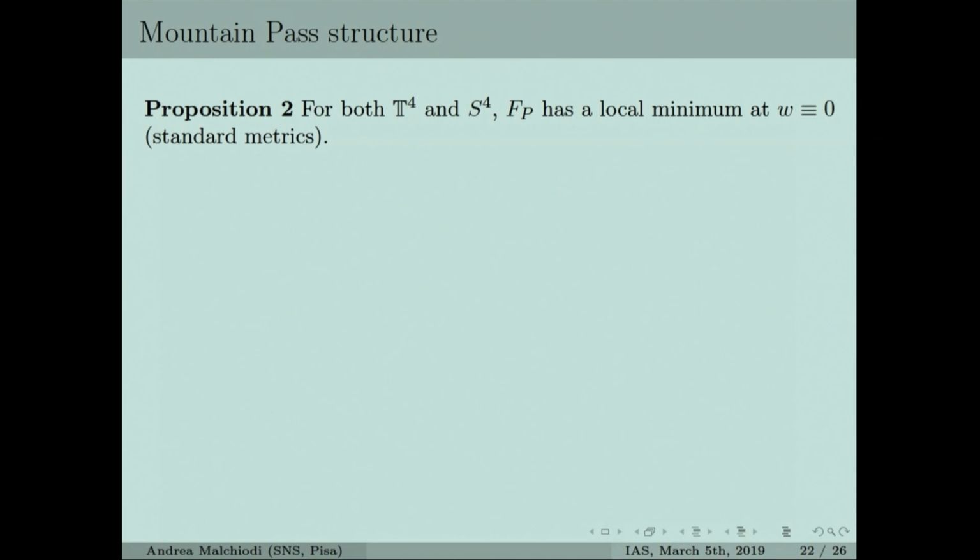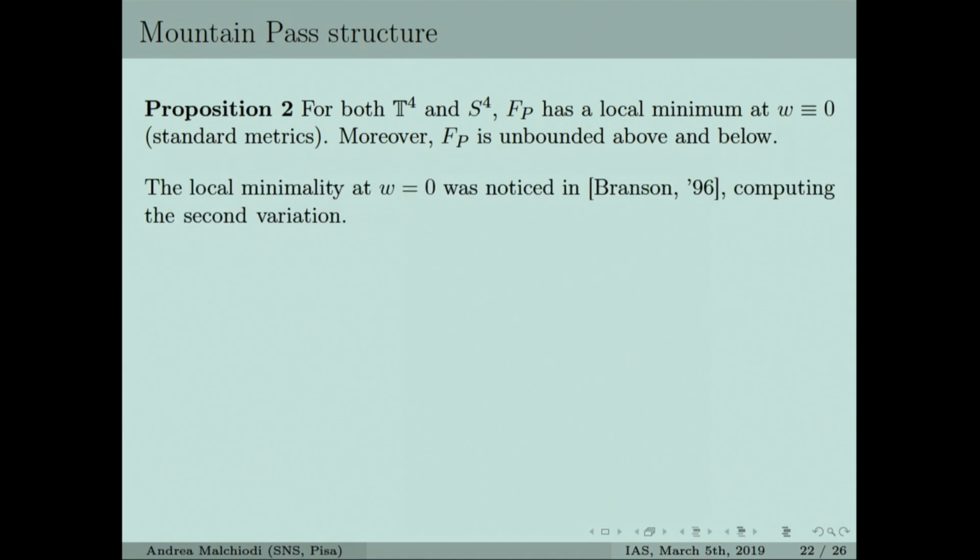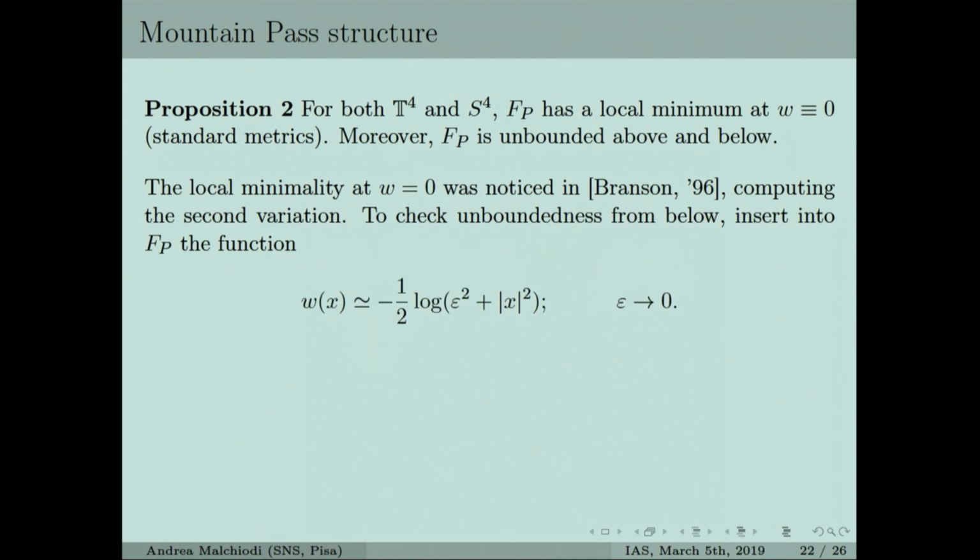So for both the torus and S4, in fact any constant curvature space, the energy has a local minimum at standard metrics. Okay. But the energy is unbounded from below. So you have a mountain pass structure. And you can see it. The local minimality was already noticed by Branson, who computed the second variation of the functional. And to check that you have the mountain pass structure, you can use a conformal factor of this type.